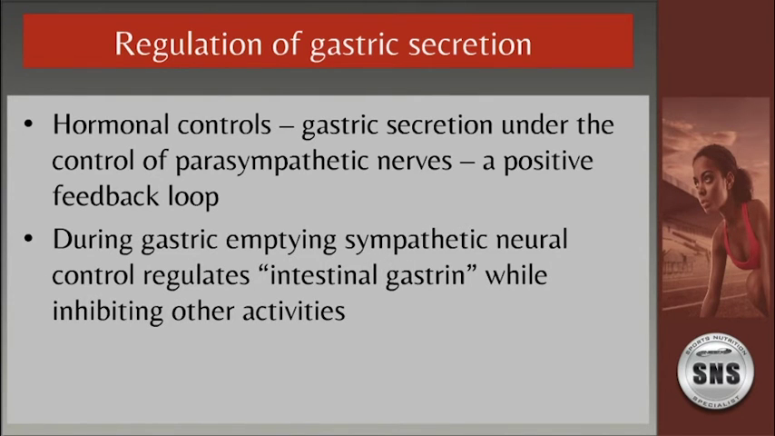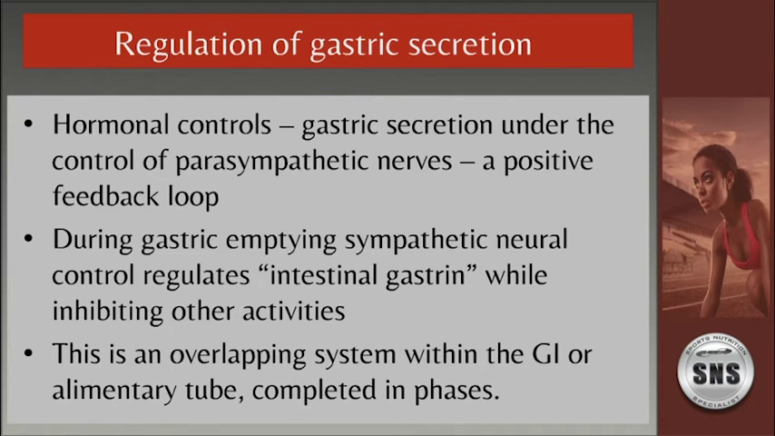On the other hand, when food is emptying from the stomach, sympathetic nerves inhibit the gastric glands from working and impede or inhibit gastric actions in general. And a hormone called intestinal gastrin, which is released by the small intestine, further inhibits other gastric activities. And the above regulations of digestion occur in 3 overlapping phases: the cephalic phase, the gastric phase, and the intestinal phase. In the cephalic phase, this involves special senses that detect food and uses parasympathetic nerves and the vagus nerve to stimulate gastric activities.